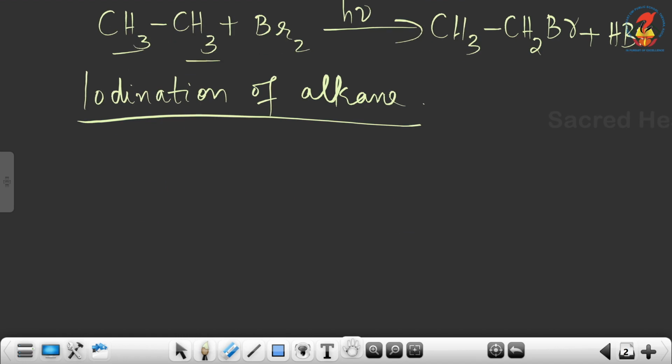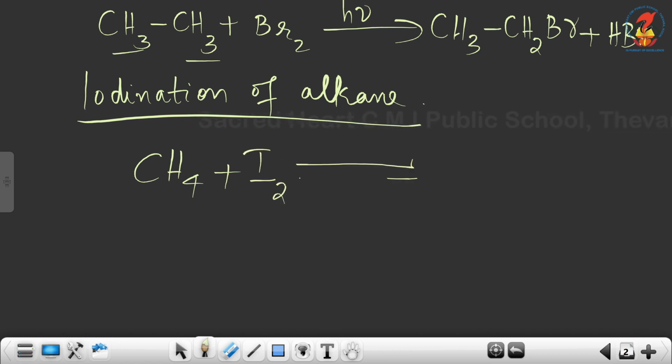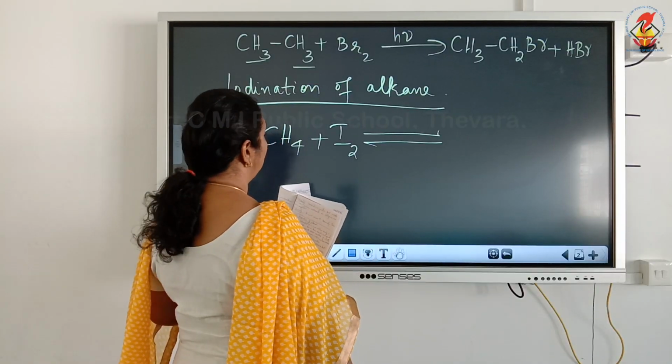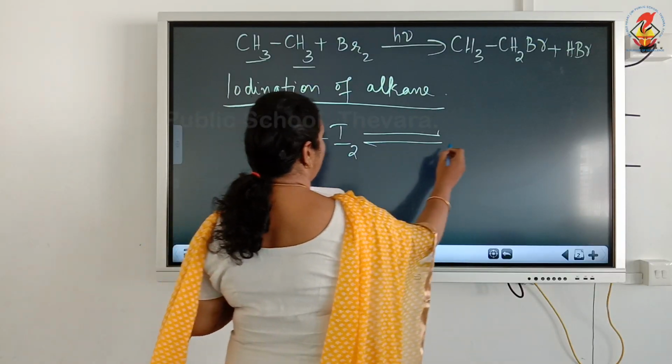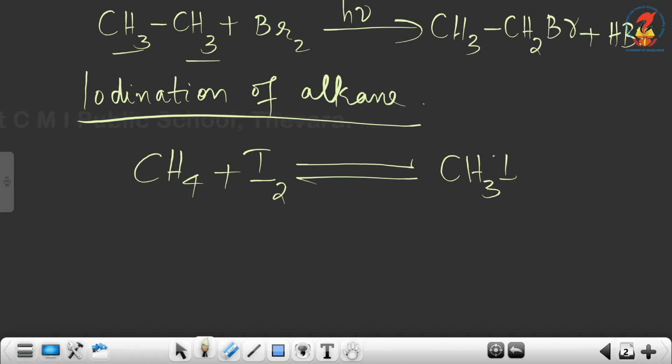Now iodination of alkane, let's write the equation, example with methane plus iodine. Now this reaction is a reversible reaction. Let's write the product first. The product is CH3I plus HI. Now CH3I is iodomethane, or the common name is methyl iodide, and HI is hydrogen iodide.